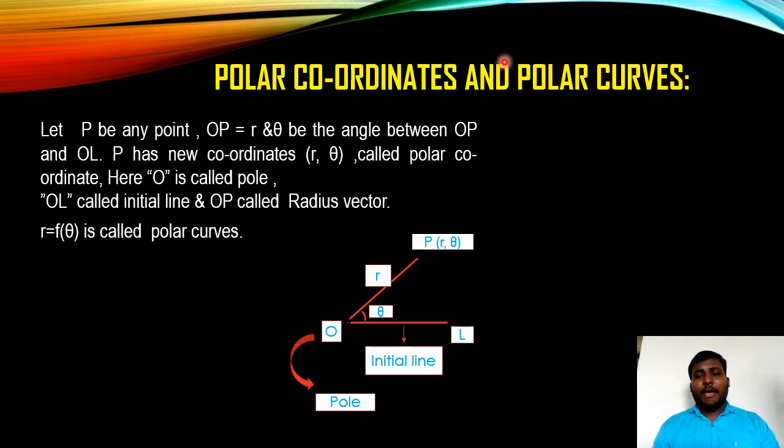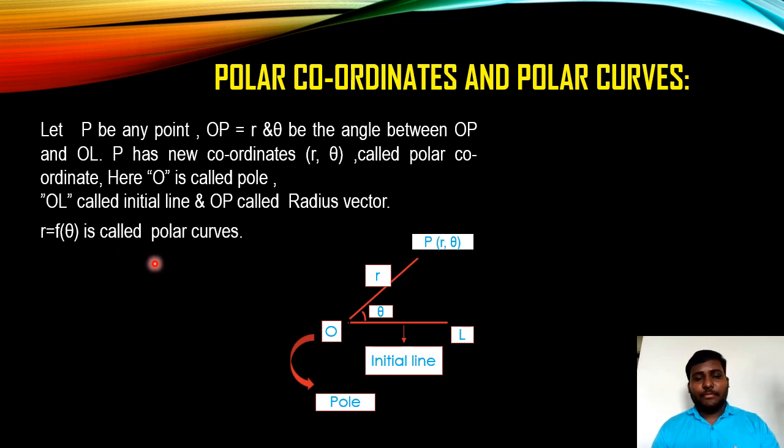Polar coordinate system and polar curve. Let me explain briefly using this figure. Let P be any point, OP equals r, and theta be the angle between OP and OL, the initial line. P has new coordinates (r, theta), called polar coordinates. Here O is called the pole and OL is called the initial line. OP is called the radius vector, and r = f(theta) is called a polar curve.